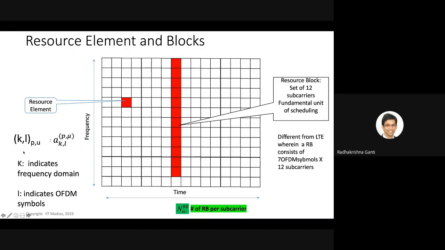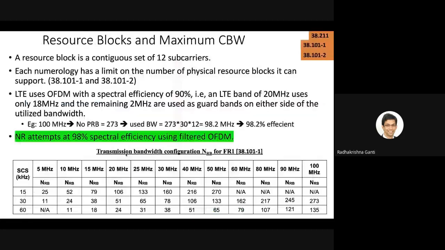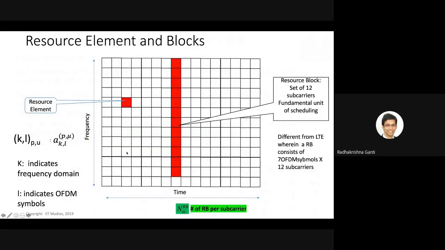The third, so it starts from 0, right? 0, 1, 2, 3, 0, 1, 2. So this element where my cursor is, is (3, 2). So k, l: k is always the subcarrier, l is always the OFDM symbol. That is the coordinate. The element inside that is always defined as a(k, l, p, mu). This is the notation. We should remember this notation.